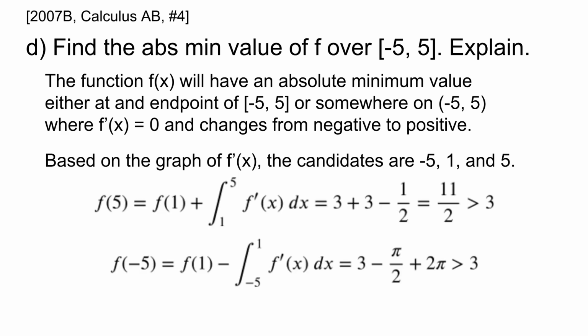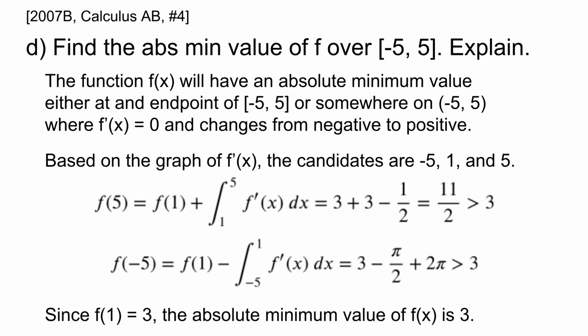F of 5 is f of 1 plus the integral from 1 to 5 of f prime of x dx, which is 3 plus 3 minus a half, which is 11 halves. And we want to take note that this is greater than 3. And f of -5 is f of 1 minus the integral from -5 to 1 of f prime of x dx, which is 3 minus pi halves plus 2 pi, and that is definitely bigger than 3. And since we are given that f of 1 is equal to 3, the absolute minimum value of f is 3.